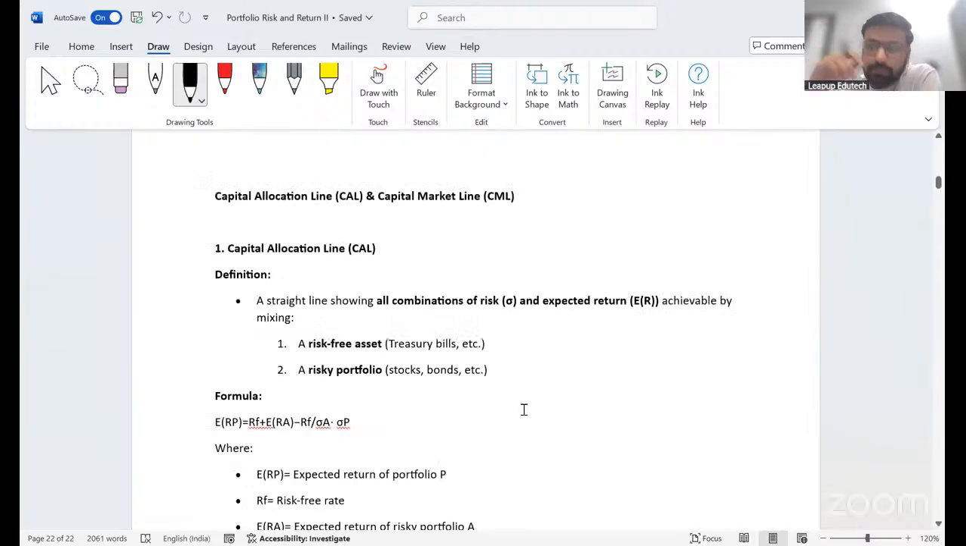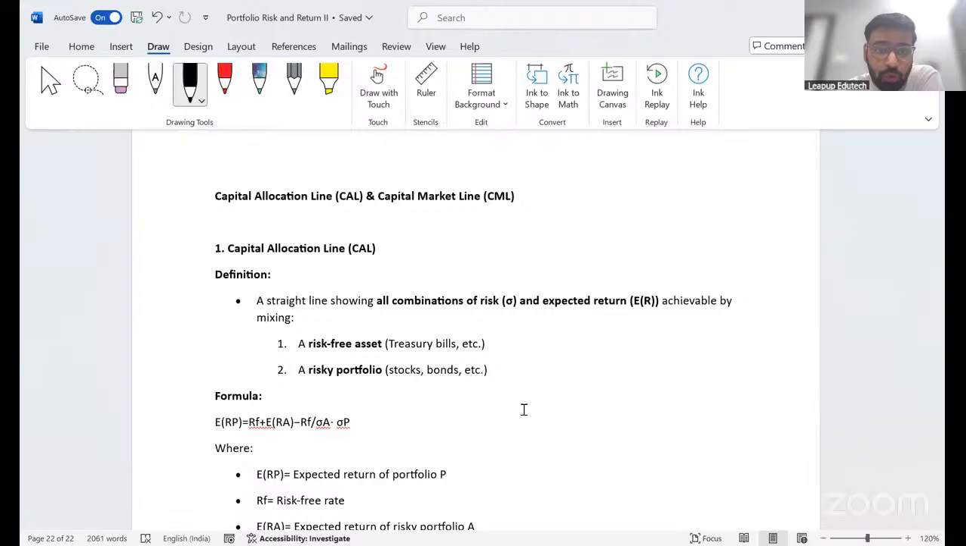The challenge starts from here. Sir, what is CAL? What is CML? What is SML? Sir, there is one more concept, which is the security characteristic line. There are so many things happening in and around, and it's very difficult for us to differentiate. Let us understand each and every line in a very simple, crisp and precise manner.